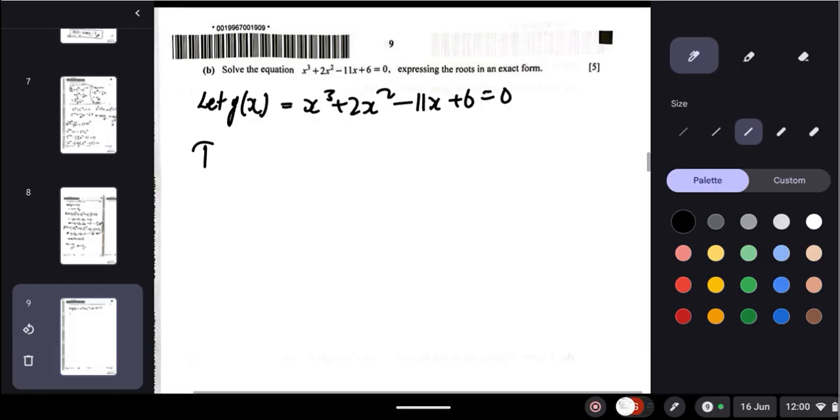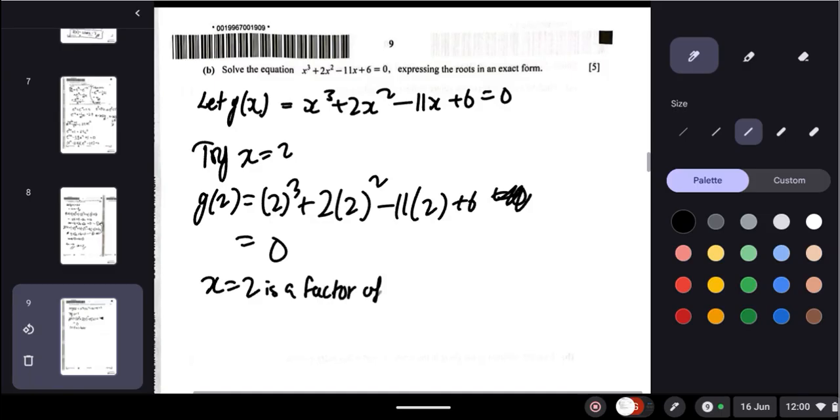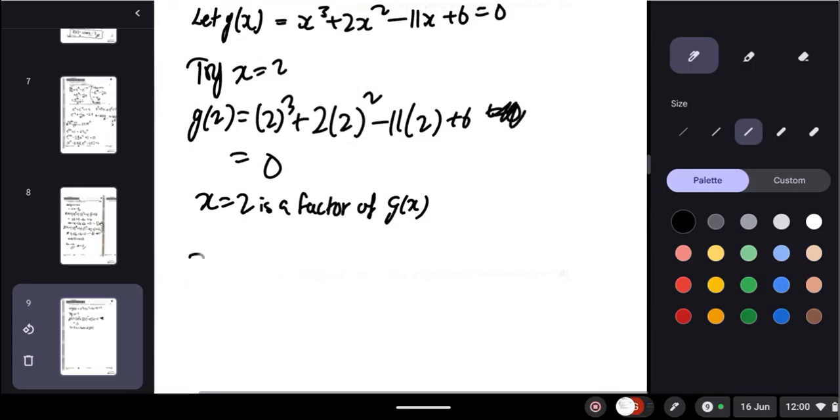So try x equals 2, so you just sub 2. You can sub actually anything inside just to see that it's a factor, but for me I already know what it is, so you get 0. So x minus 2 is a factor of gx. Now write this to show that this is a factor.